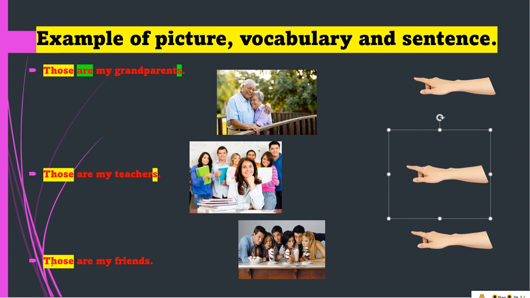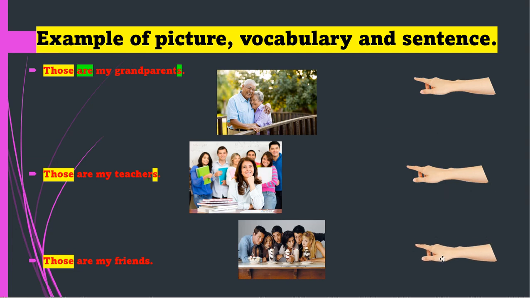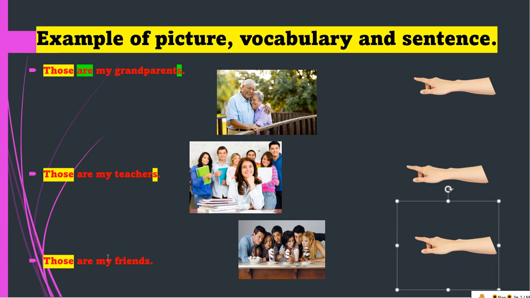Okay, next, those are my friends. So those again because it's far away. So you're pointing far away, so it has a distance. And are my friends. So are because we're talking about one, two, three, four, five, six subjects. And this one here, friends. Okay, so this one is a plural noun, because the friends here is more than one.